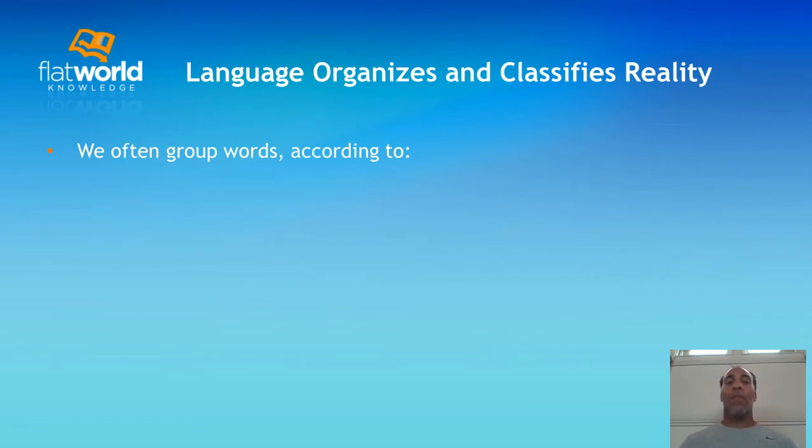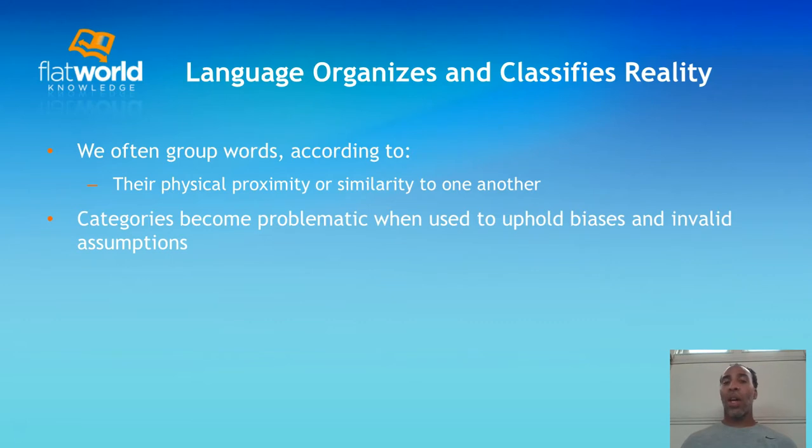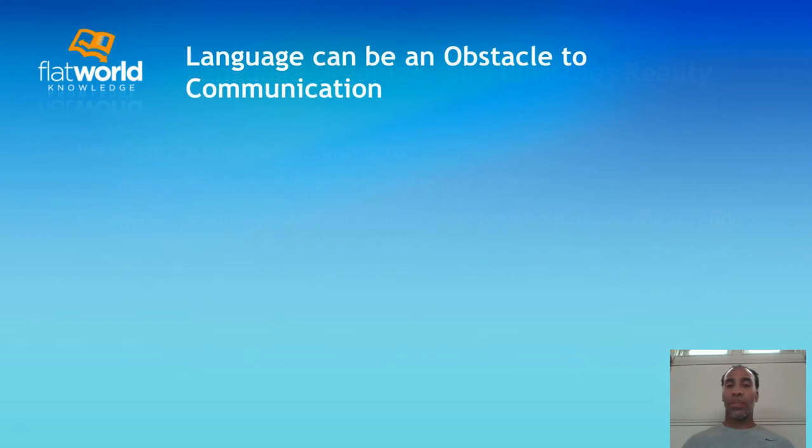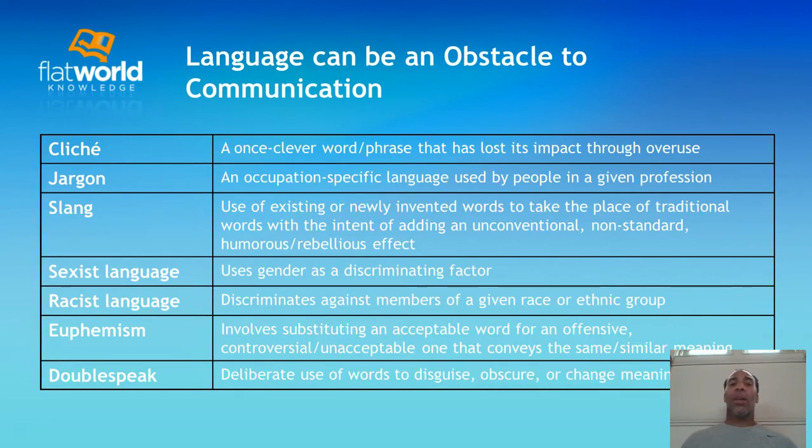We often group words according to their physical proximity or similarity to one another, right? So how close they are, in space and also in definition. Categories become problematic when used to uphold biases and invalid assumptions, right? So we don't want to be biased, and we don't want to have invalid assumptions. Just as we talked about earlier, language can be an obstacle to communication. Not always. Language creates communication, but at times it can also be an obstacle.